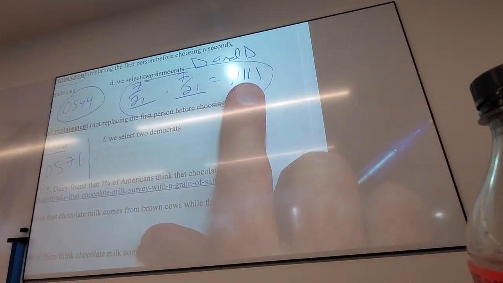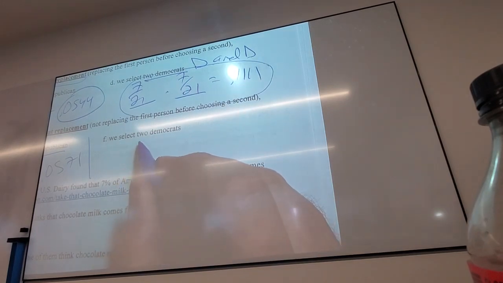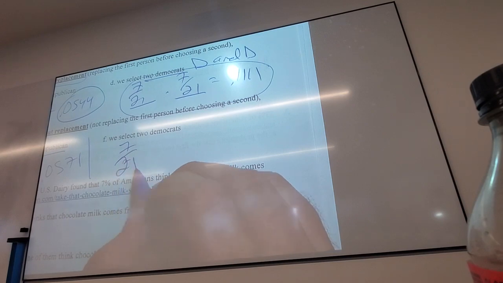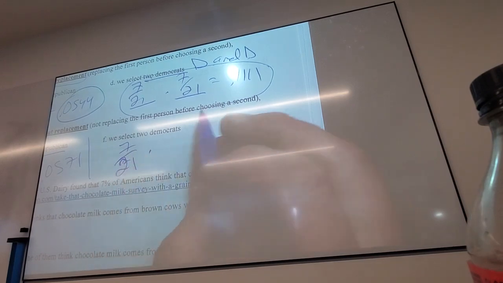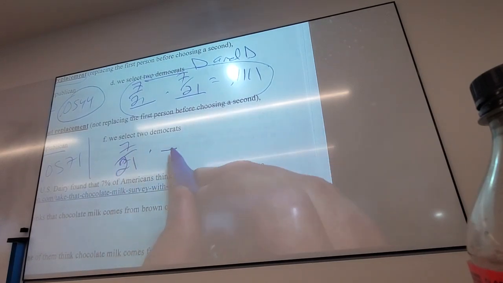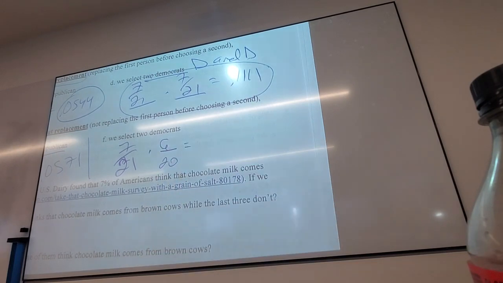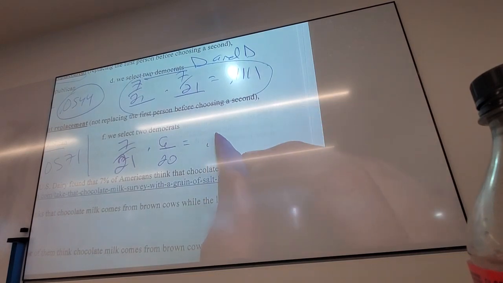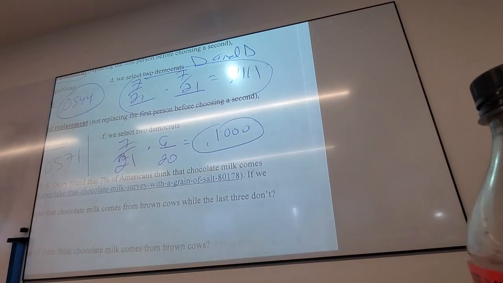Now, if I do it without replacement, I pick a Democrat and I let them leave. What's the probability for the next one? 6 over 20. Yeah, I got 1 less Democrat, 1 less person. And that'll be 0.1000. Yes, 10%. Okay.